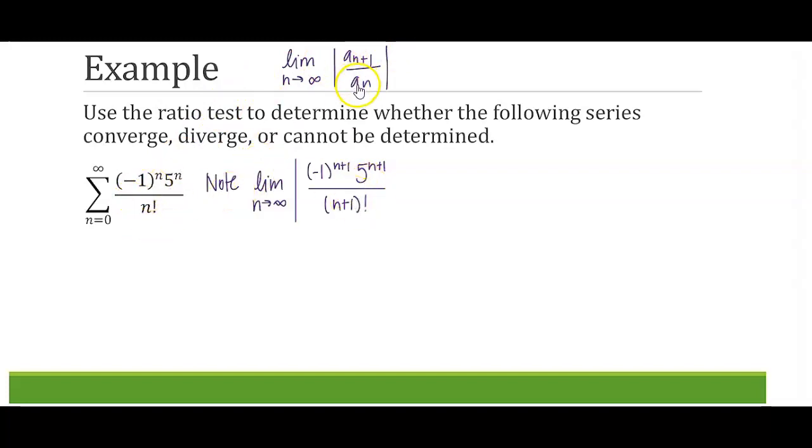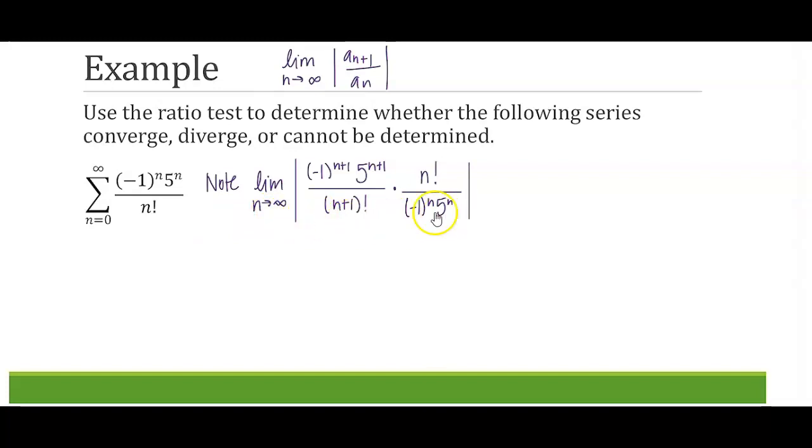Now what we want to do is divide by a sub n, which is a quotient. But instead of dividing by the quotient, let's just jump straight to multiplying by its reciprocal to skip that algebra step. So we have n factorial over negative 1 to the n, 5 to the n.